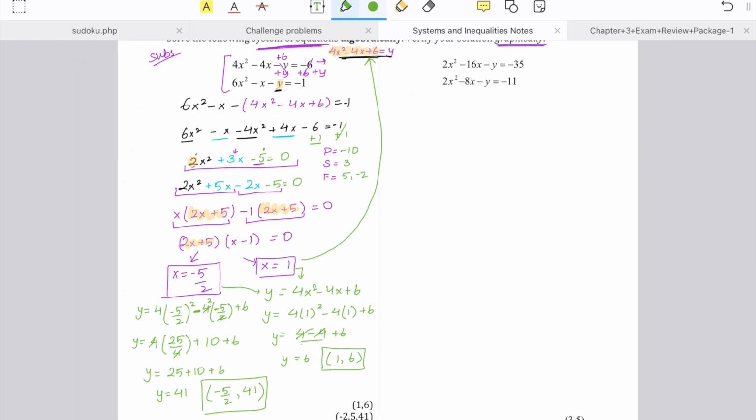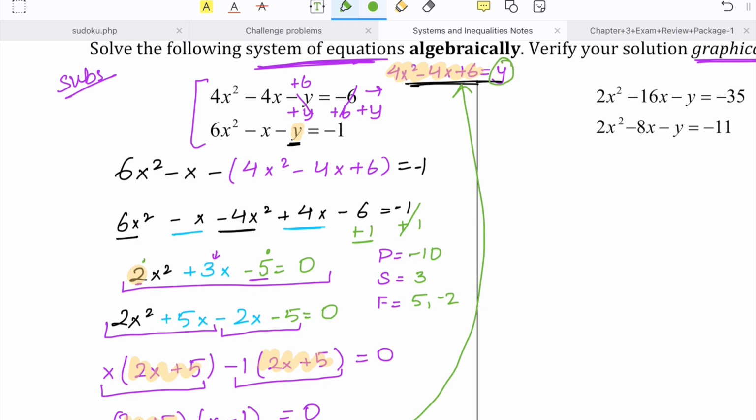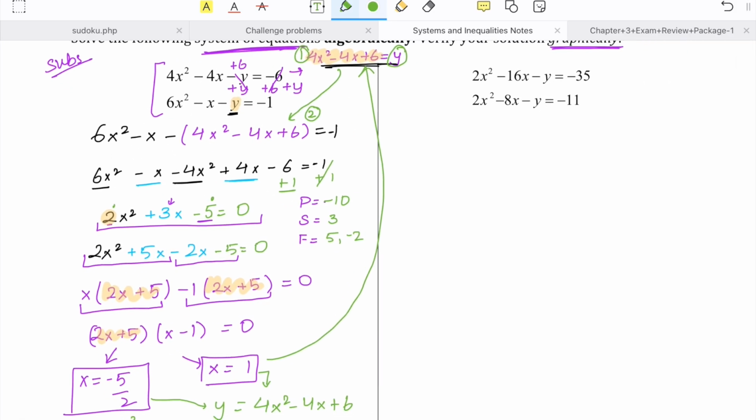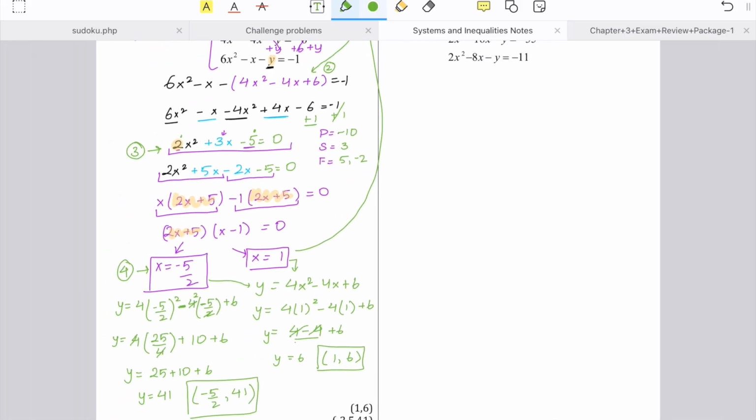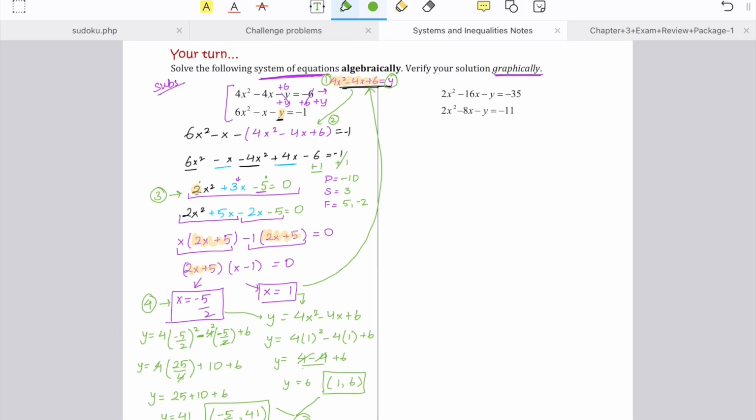Any questions about this? So substitution is basically you isolate your y value. That's your first step. Second step is to input it in your second equation, not the first one that you used, the second one. And then you open it, you make it into a quadratic equation. And then you find your factors, find the value of x, and then find the value of y. 5 steps. Sixth would be verifying.